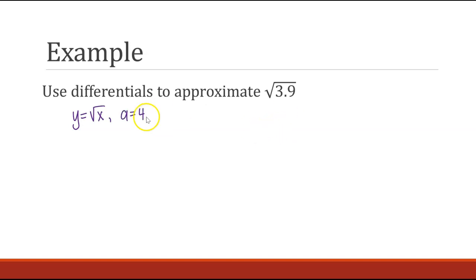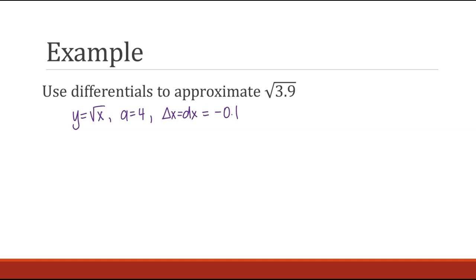It still needs to be the value I can actually plug into the square root function and evaluate that's near 3.9. But for differentials, remember that we needed that value of delta x or dx, right? Those are both the same thing. So basically, how far away am I from 4, from 3.9? So I'm 0.1 away, but I'm 0.1 less than 4. So my value of dx is negative 0.1.